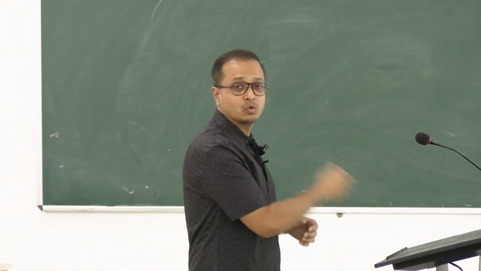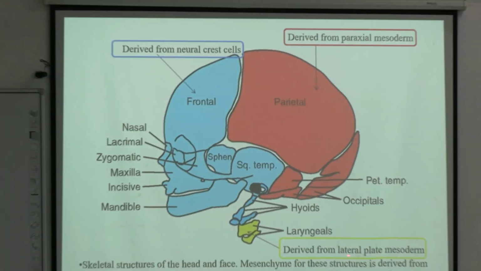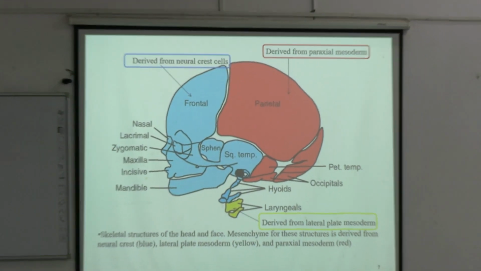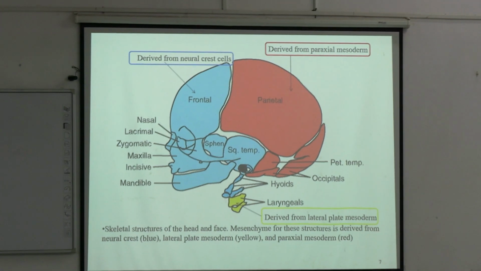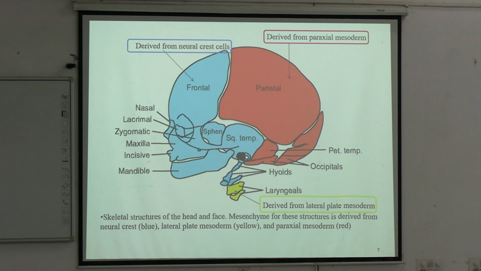The red one, which is coming from the intra-embryonic mesoderm, that means the normal source, is coming from paraxial mesoderm. The yellow one, the little one that we are seeing here, these are the cartilages of the larynx. They are coming from the lateral plate mesoderm. The yellow and the red, they are normal. What abnormal thing we have here is the source being NCC, or neural crest cell.